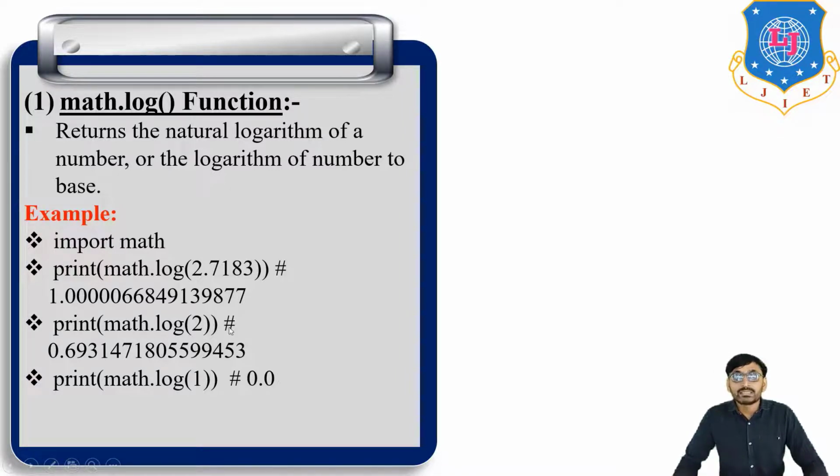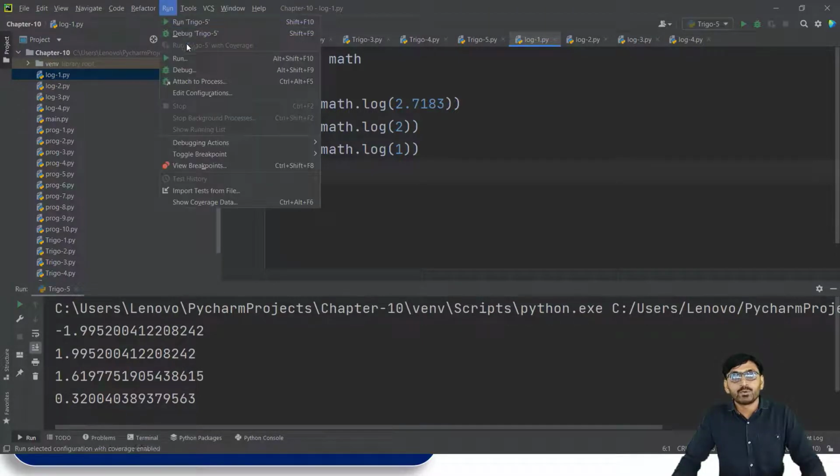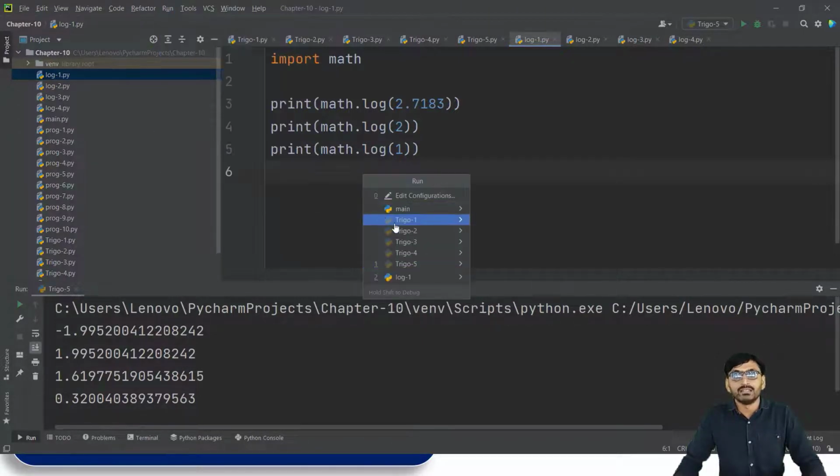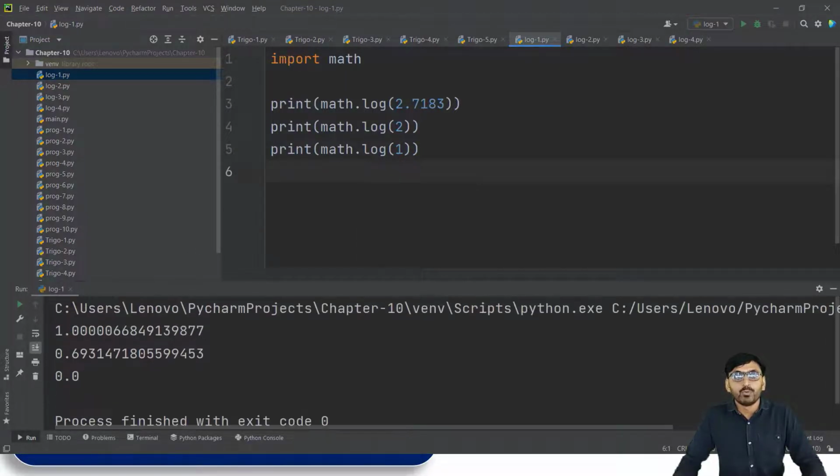Now this same program we run in PyCharm. So import math, print math.log(2.7183), then print math.log(2), then math.log(1). If we run this program, then the output is 1.00 for the first one, 0.6931 something for the second one, and 0.0 for the third one.